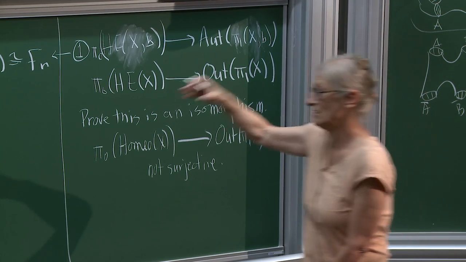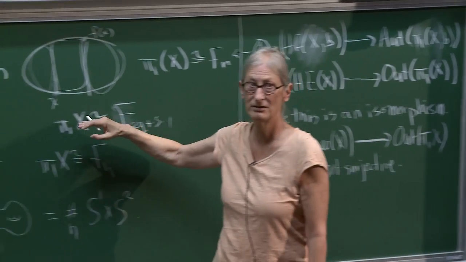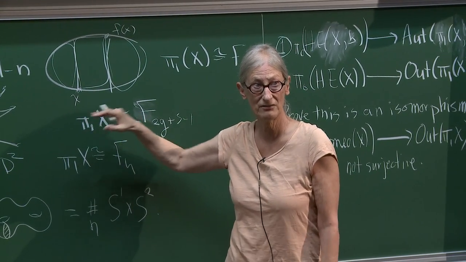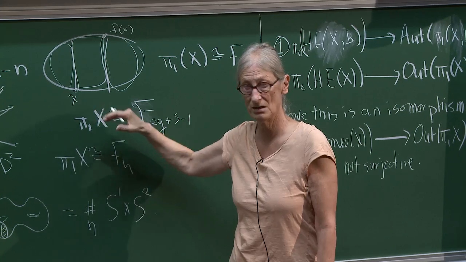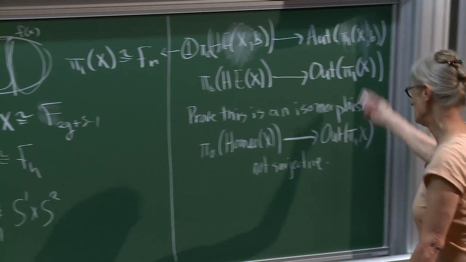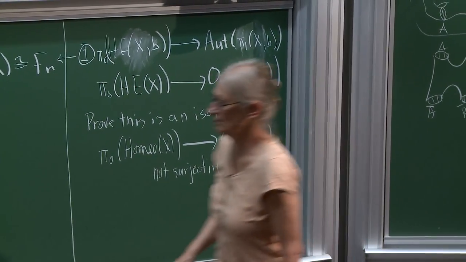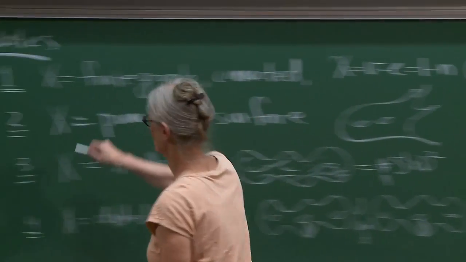And you can find automorphisms of the free group that don't have this property, that the eigenvalues come in pairs when you look on first homology. Okay, so that's not so good. So we don't want to think about this too much.